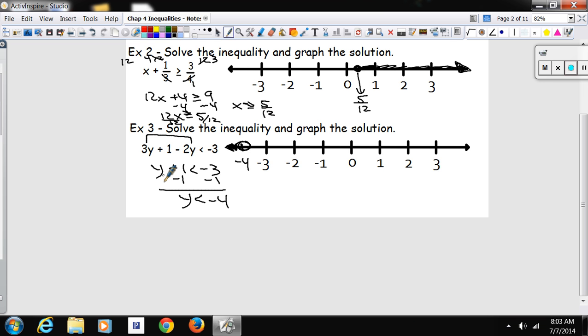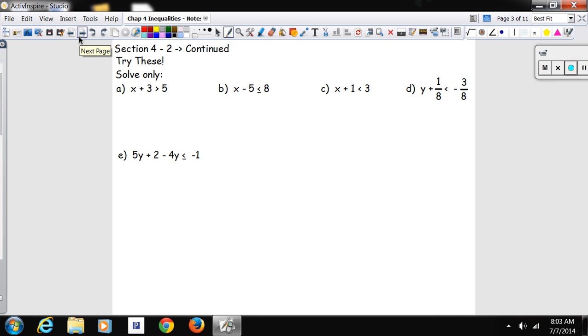Now the next little group down here, the third little box here, is just solving ones. You don't have to graph. They just want you to get used to solving only. So the first one, you would subtract your 3 on both sides, and it's quickly done. It's x is less than 2.